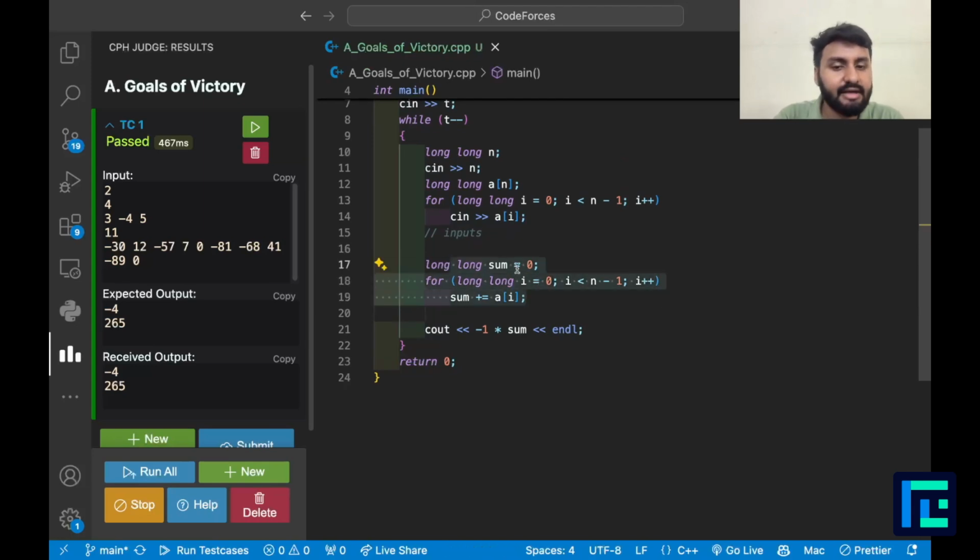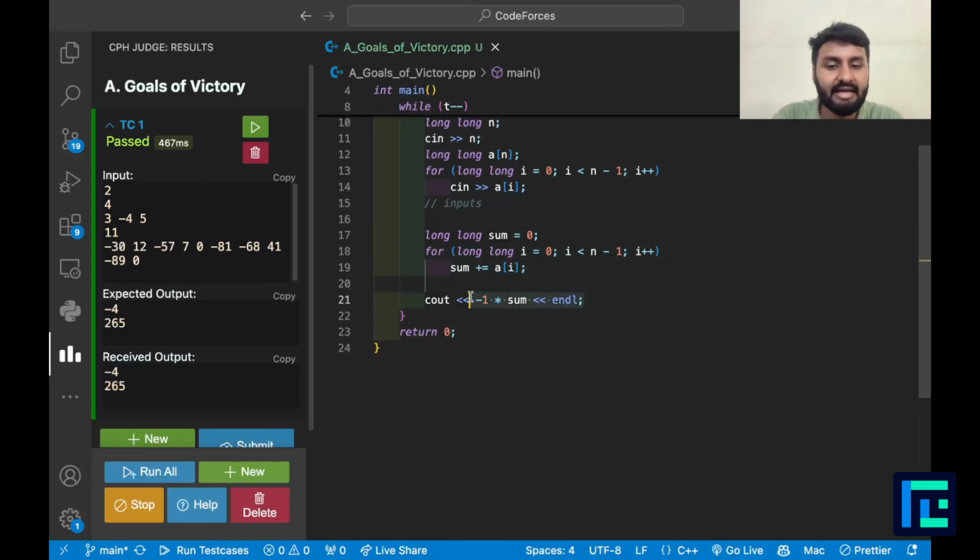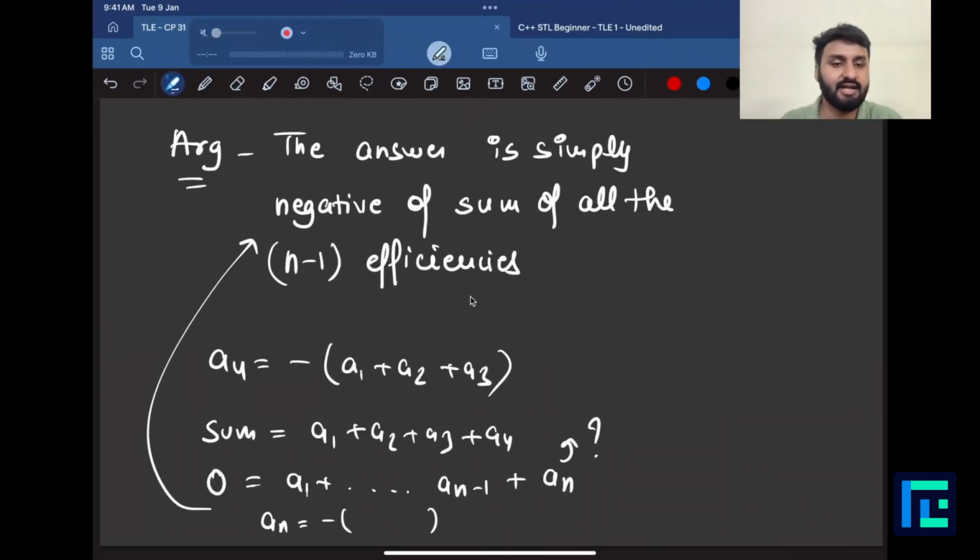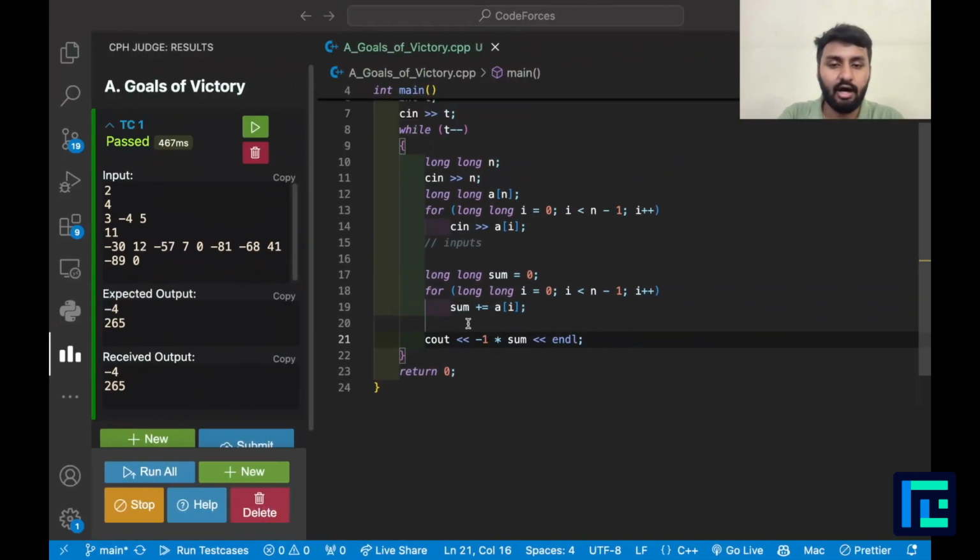Now I simply calculate the sum of the array and I print negative 1 times sum, and this is effectively the efficiency of that last nth team, which was not given, by the very constant idea that the effective sum was always 0. So very, very fun problem.